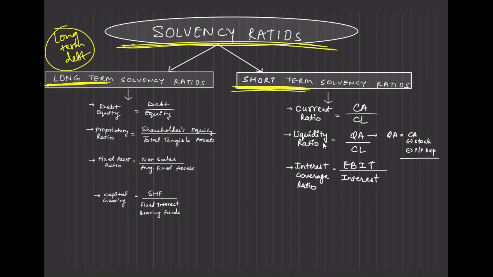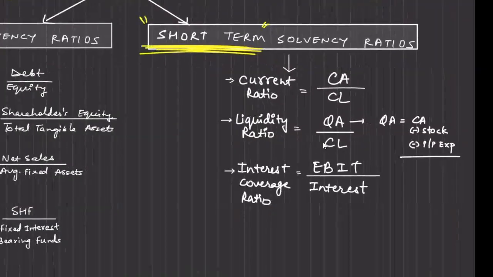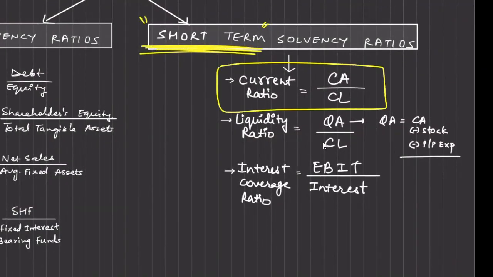Then we have short-term solvency. That means how much current assets you have to pay your current liability. So let us do the short-term solvency ratios first. So we have current ratio, that is current assets divided by the current liabilities. So all the current assets will be added and it will be divided by your current liabilities. Everybody in this class already knows from the previous lecture what are the current assets and what are the current liabilities. So add all the current assets divided by current liabilities, you will get the current ratio.